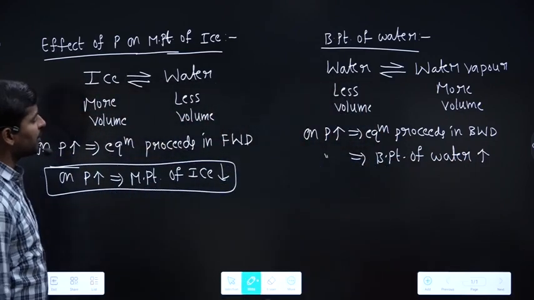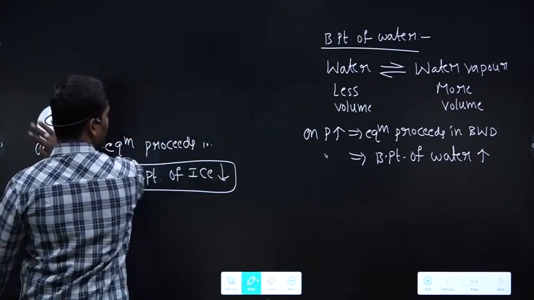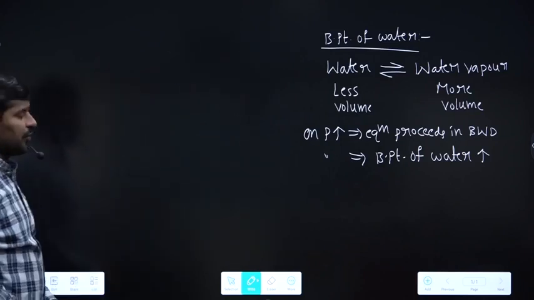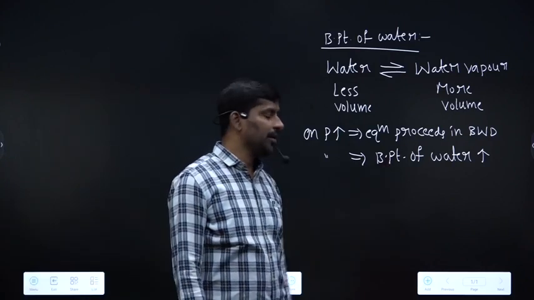So while we are increasing pressure, equilibrium proceeds in the backward direction. That means it opposes boiling of water. So to overcome that, still we have to supply more heat energy. That means boiling point of water increases.